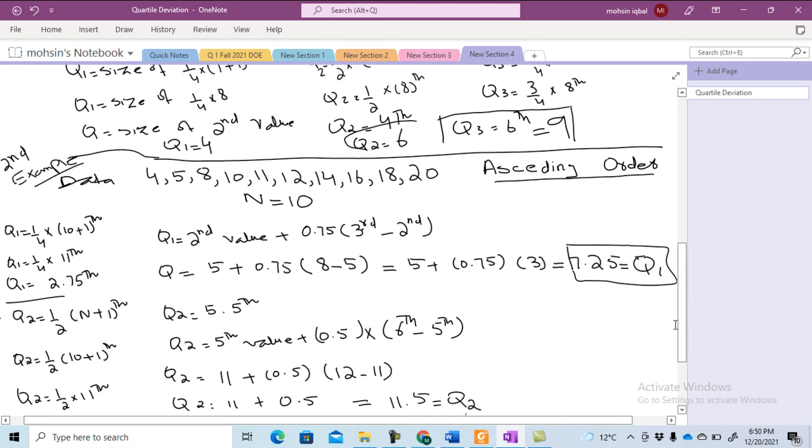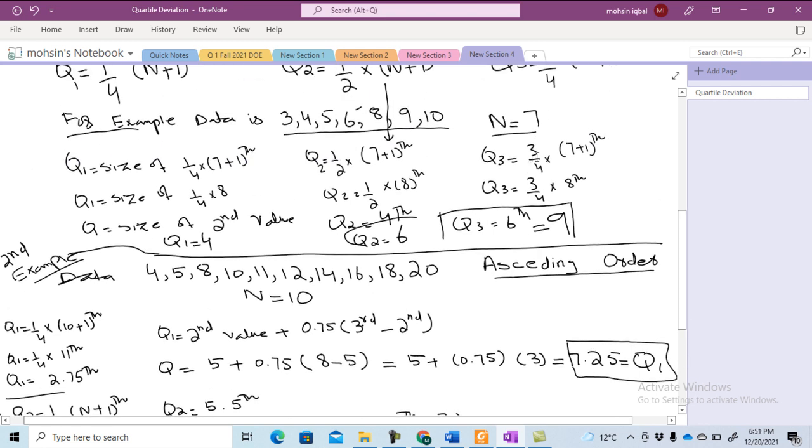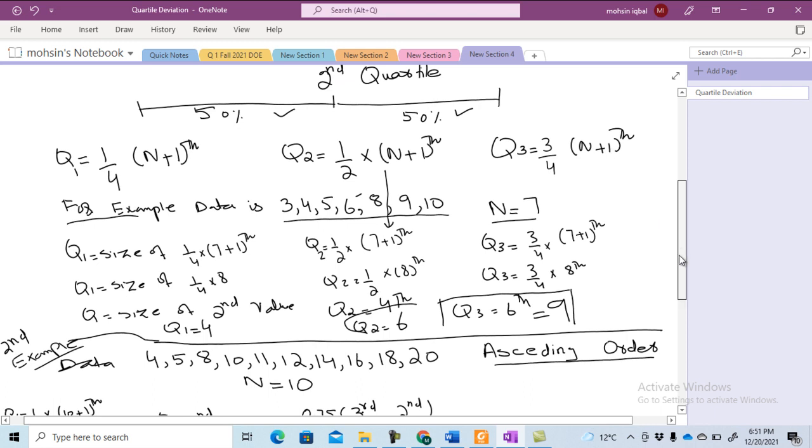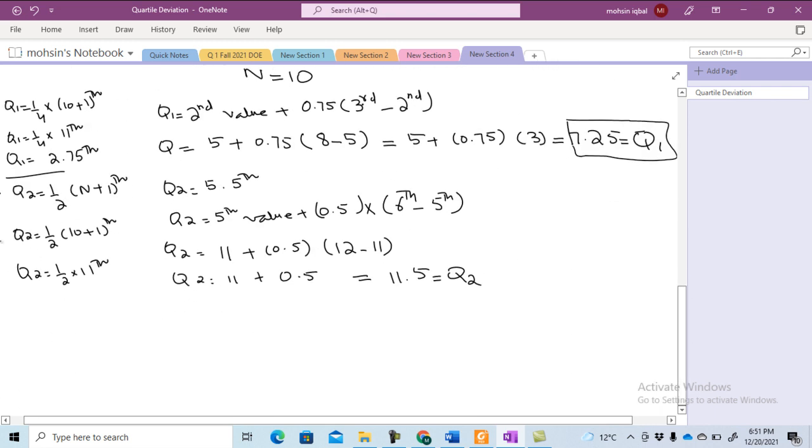Now we will move towards Q3. The formula for Q3, which I had written previously, is Q3 equal to 3 by 4 of (n plus 1)th value. Moving down, I will write about Q3. Q3 will be equal to 3 by 4 of (n plus 1). 3 by 4 represents 75% of the data. So 3 by 4 of (10 plus 1)th value.